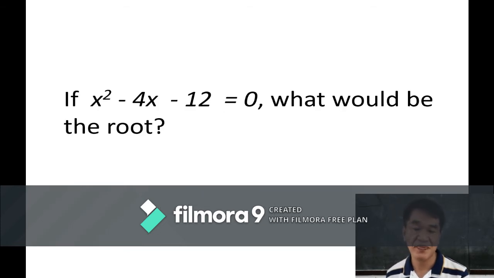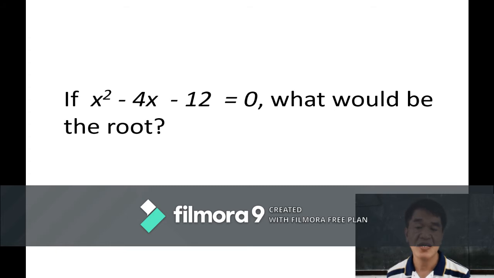How about this one? If x squared negative 4x negative 12 equals 0, what would be the root? So can you think of a number that when you replace it with x, it becomes equal to 0? Can you do it now? I don't think you can do it easily. Actually, a while ago, our equation was linear, but this time it is now with the presence of squared. So, it's not as simple as it is. Okay? You cannot just think of a number that easy.